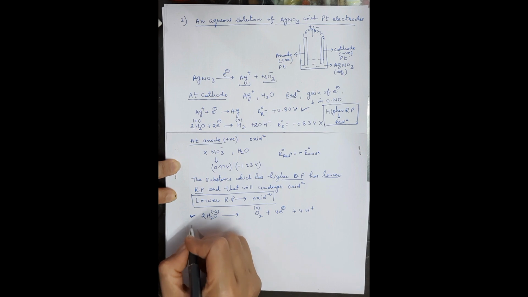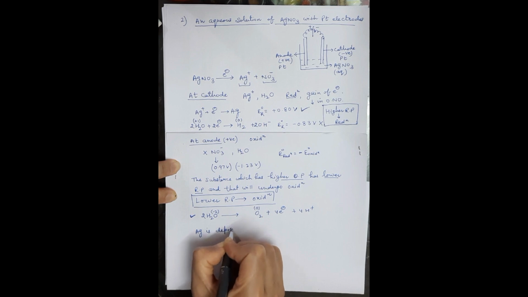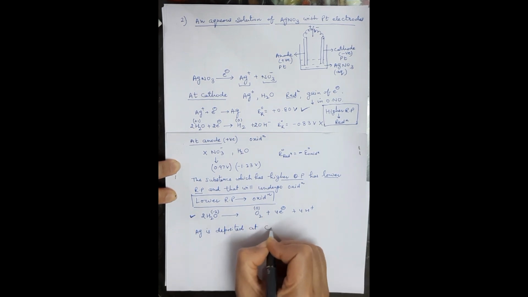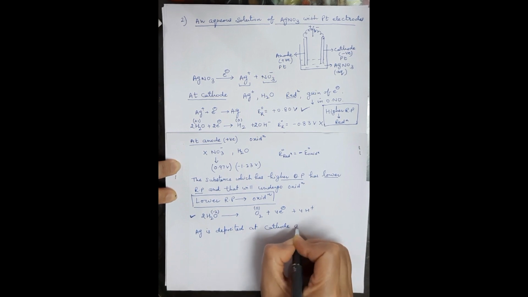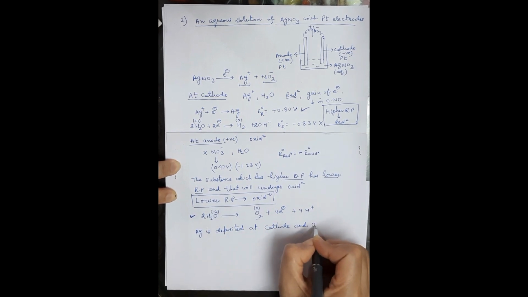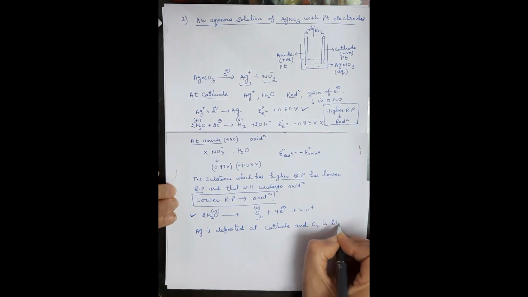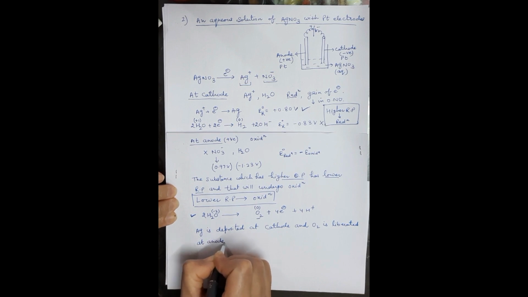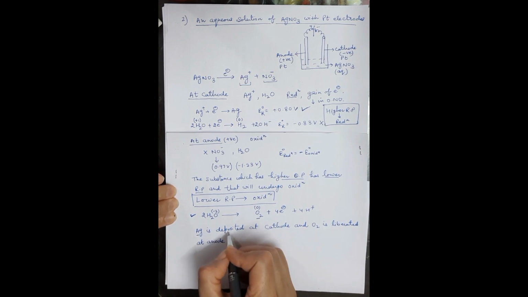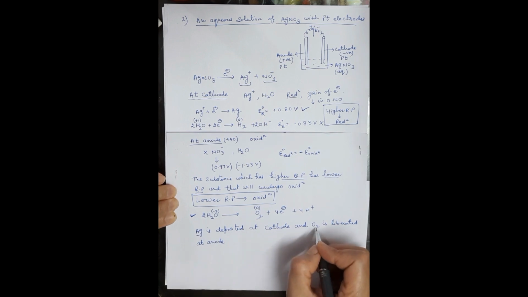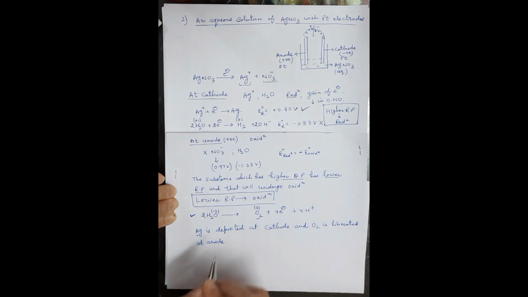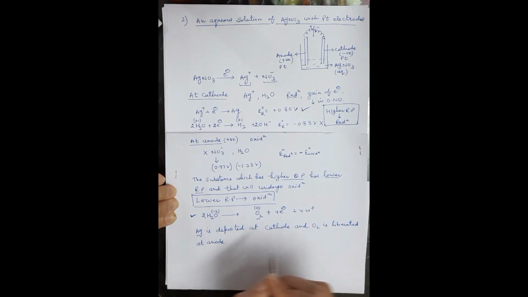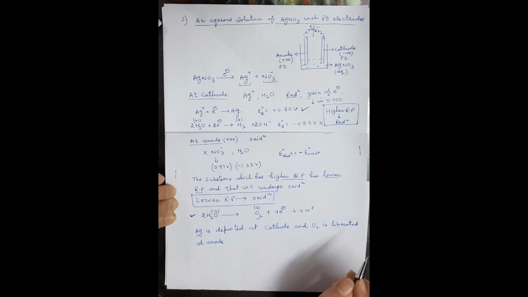So final result is that silver is deposited at cathode and O2 is liberated at anode. Beta, remember, if it is a solid substance we use the word deposited, and if it is a gaseous substance we use the word liberated. So cathode पे silver will be deposited and anode पे O2 gas is liberated. So it is not tough.